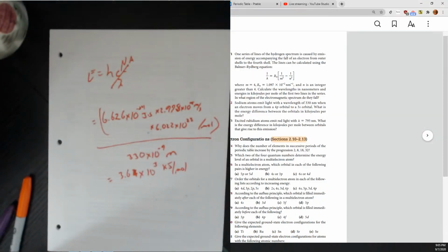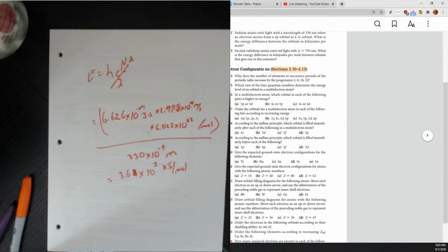All right. 74. Why does the number of elements in successive periods of the periodic table increase by the progression 2, 8, 18, 32? That's nice. That's because we are looking at increasing numbers of sublevels with increasing numbers of orbitals. S only has 2. P gives us 6 more for 8. D gives us 10 more for 18. And F gives us 14 more for a total of 32.